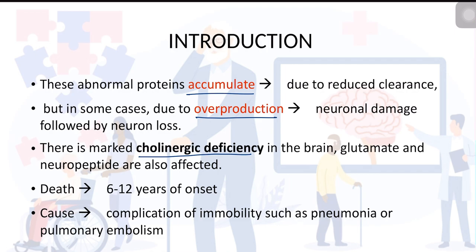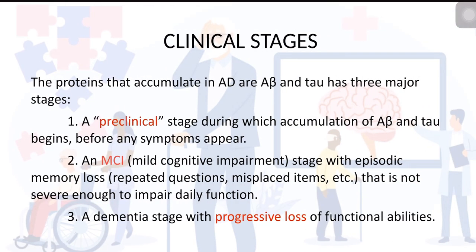Death happens in 6 to 12 years of onset of the disease. The cause is complication of immobility, such as pneumonia. The cause of death may be due to complications of the disease, that is pneumonia or pulmonary embolism. Coming to the clinical stages.